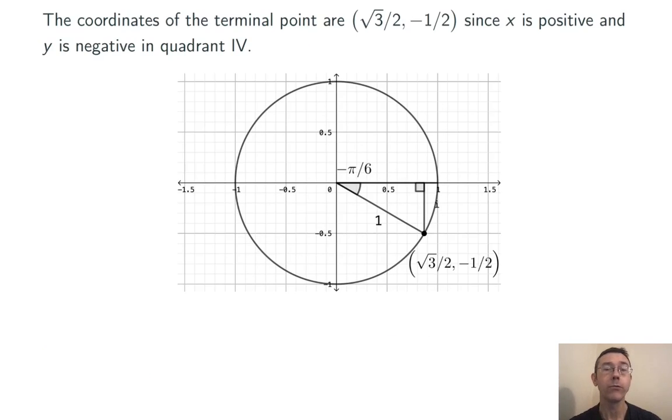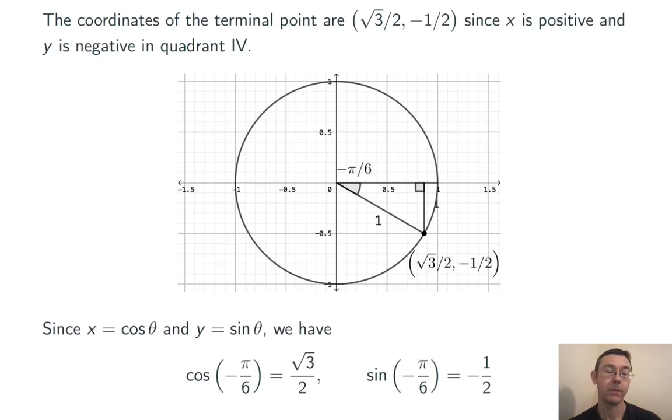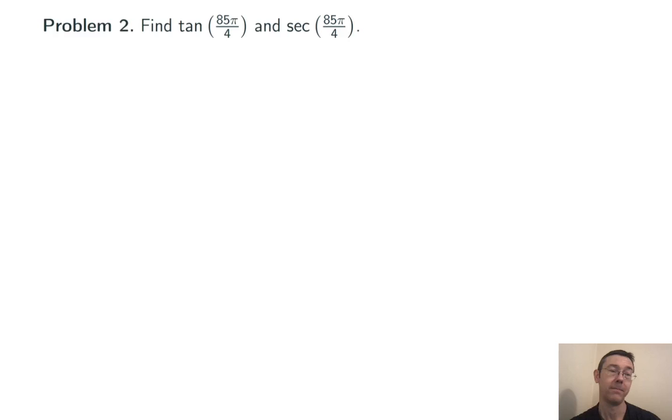Since we're in quadrant 4, the x value has to be positive and the y value has to be negative. So the coordinates of that point are root 3 over 2, comma, negative 1/2. The cosine of the angle is going to be the x value, and the sine of the angle is going to be the y value. So in this case, the cosine of negative pi over 6 is root 3 over 2, and the sine of negative pi over 6 is negative 1/2.